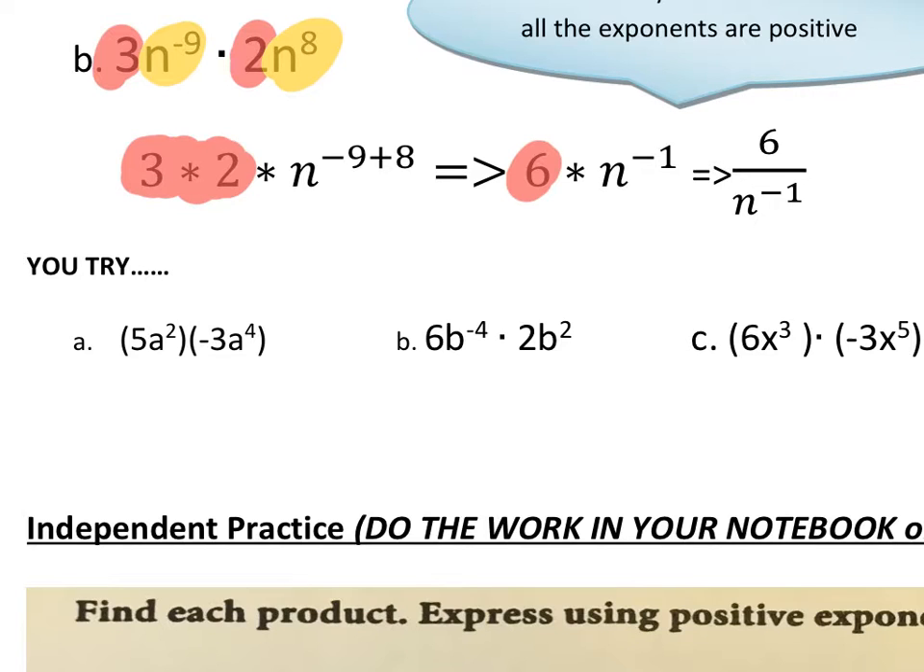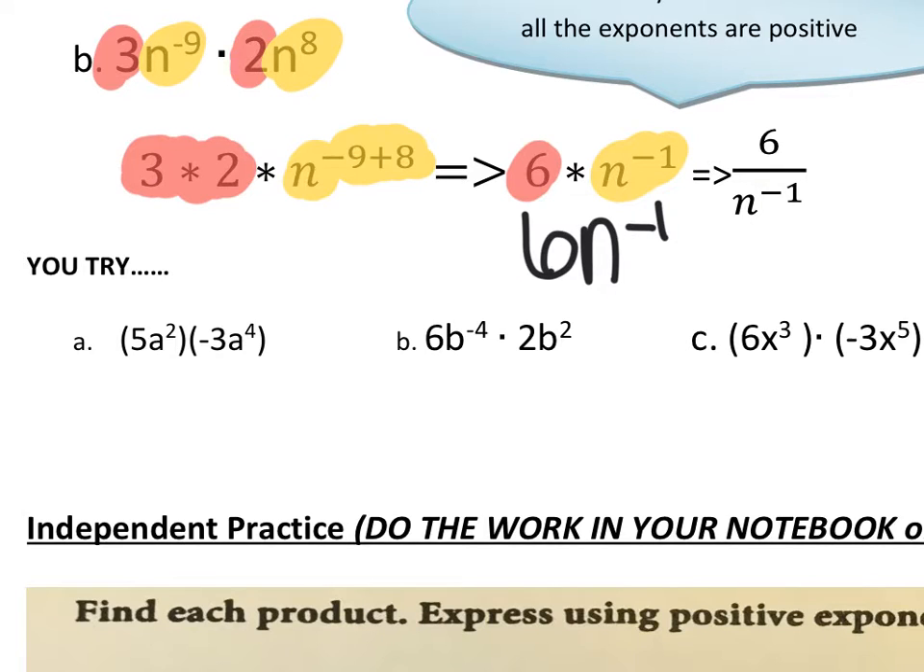So that is my base, and I'm going to add my exponents. Negative 9 plus 8 gives me n to the negative 1. I can't leave my answer like this. I cannot leave my answer like that.